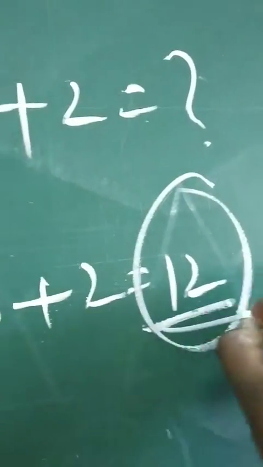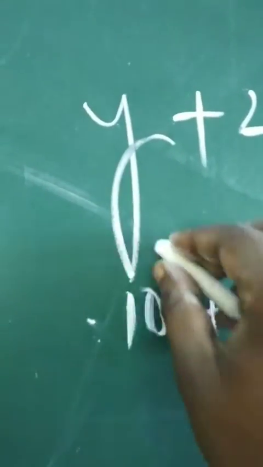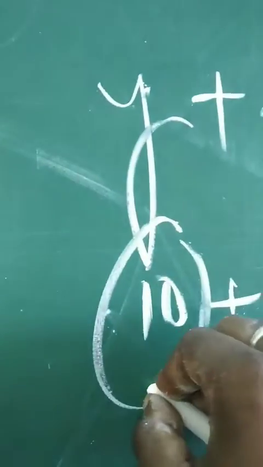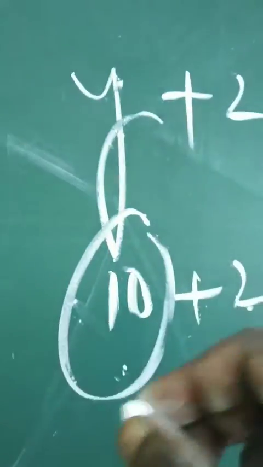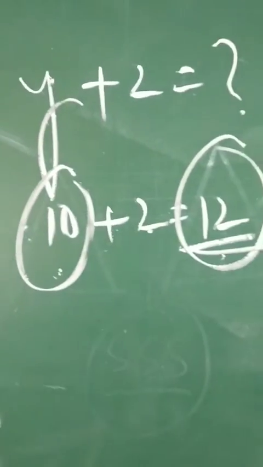So from where has this 12 come? By adding 10 plus 2. Now from where has this 10 come? From the value of y, because y is equal to 10. I'm giving this value to you.